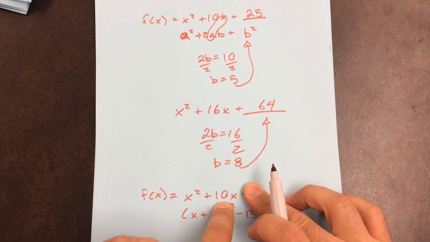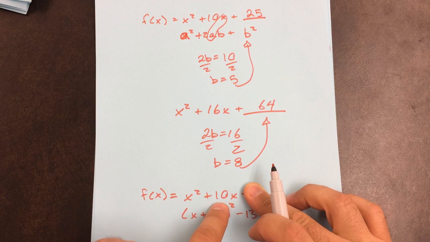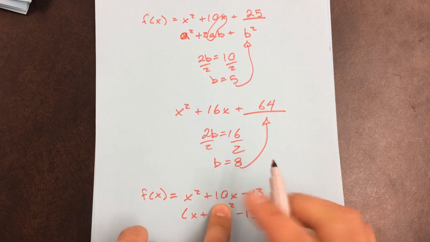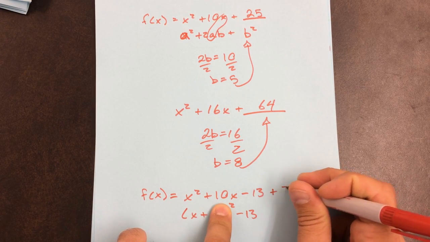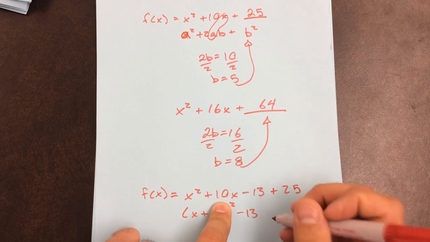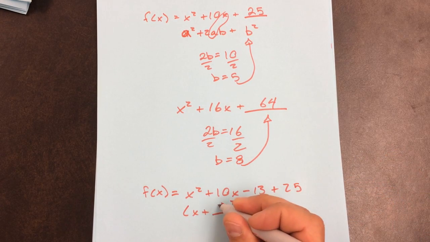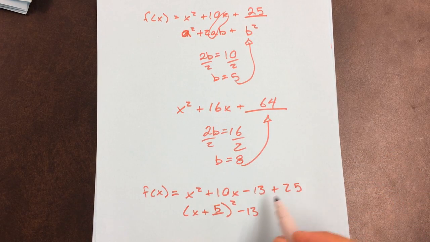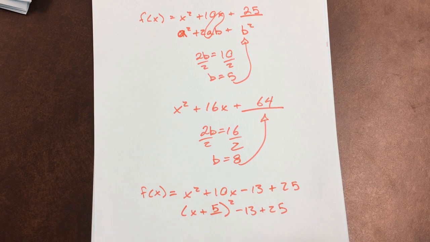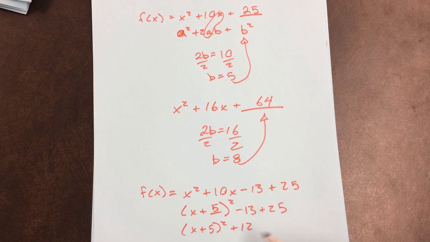So I do the same thing that I did before. 2b equals 10, b equals 5. So that means in order to get this to be a perfect square, I have to add to this equation 25, or 5 squared. So this number right here is going to be 5. And because I added 25, I have to add it right here as well, okay? Now I'm going to simplify: x plus 5 squared plus 12. And that's the completed the square simplified version.